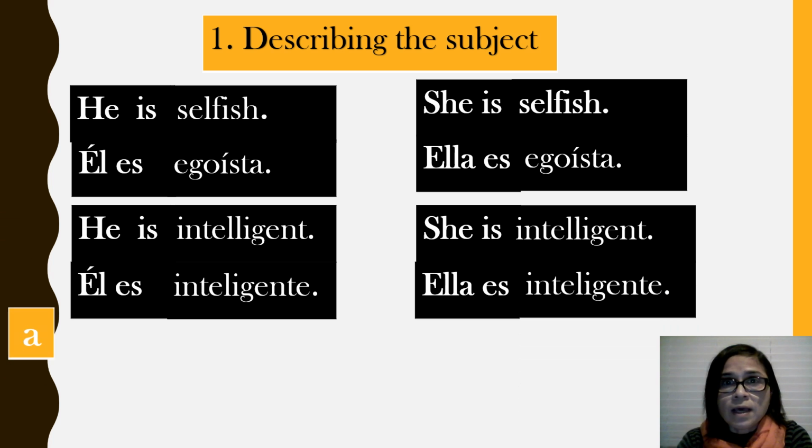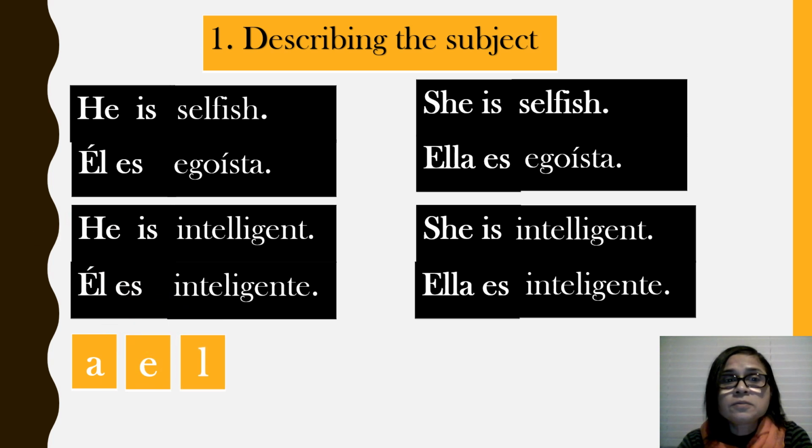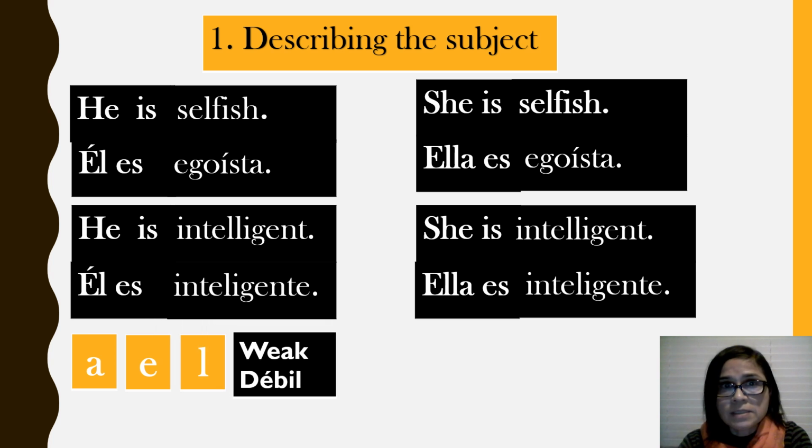So now, adjectives have another ending. For example, we saw the example with egoísta, selfish, ends in A, so you don't have to change. If the adjective ends in E, as inteligente, you don't have to change the ending, and it's going to be the same for both feminine and masculine. It's going to be the same case if the adjective ends in L, like weak in Spanish is débil, so it's going to be the same for both.